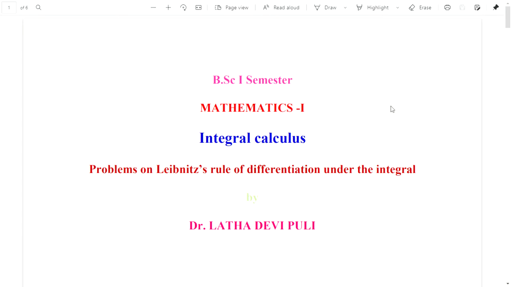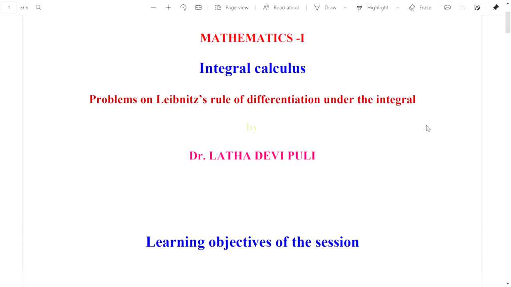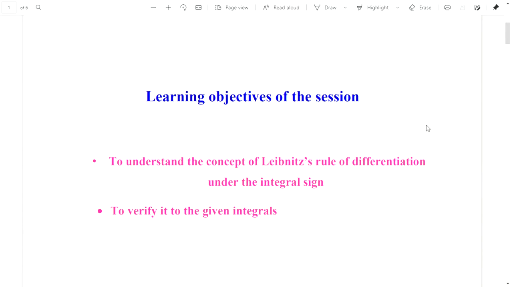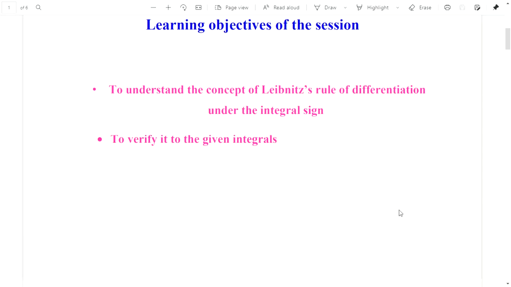In this video, we discuss integral calculus of first semester BSc Mathematics. This is the continuation of the previous video, that is the Leibniz rule. The learning objective of this session is to understand the concept of Leibniz rule of differentiation under integral sign and to verify that to the given integrals.